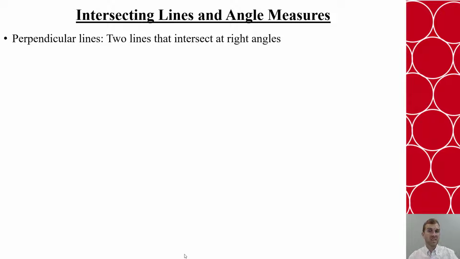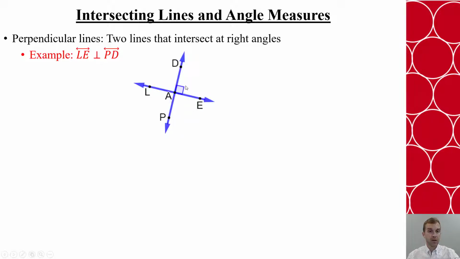Now, when we start to intersect lines, we start to recognize different relationships that can occur. If the lines intersect at right angles, we call them perpendicular lines. So say we have that line LE is perpendicular to line PD. That upside down T means perpendicular. That would mean that we have a right angle in all four of these intersections. They're all 90 degrees.